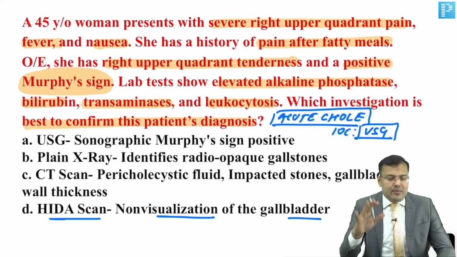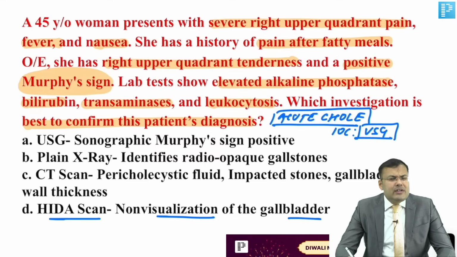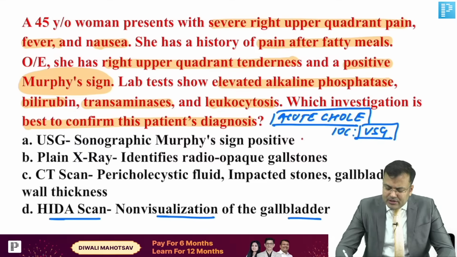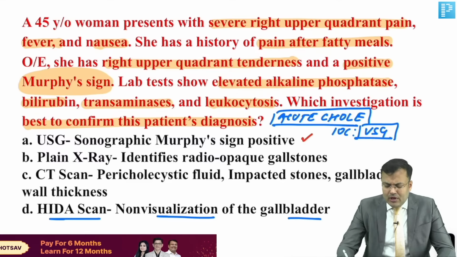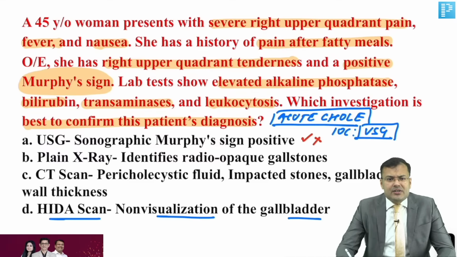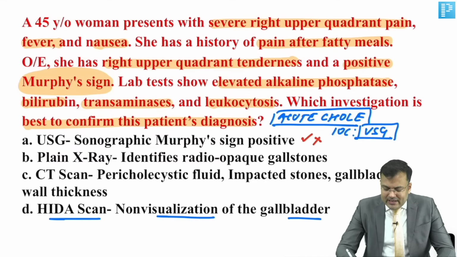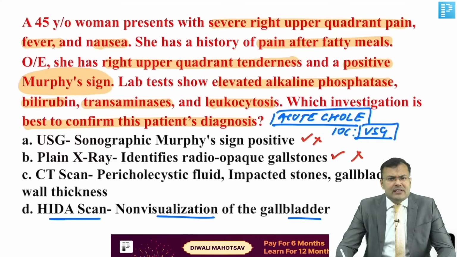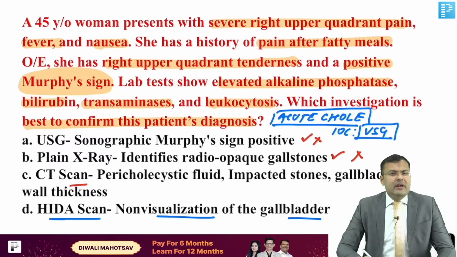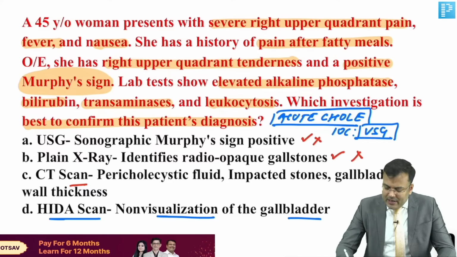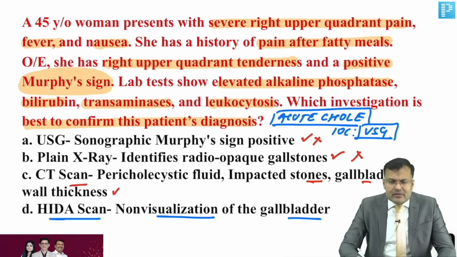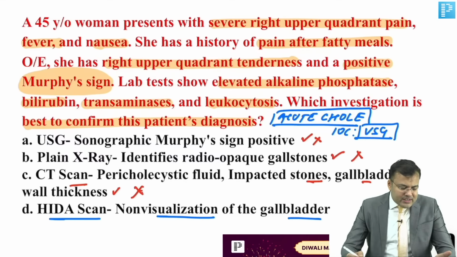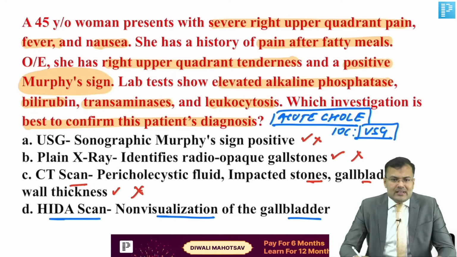Let us discuss the other options first. Option A, ultrasonography, Murphy's sign is positive. True, it is positive, but it is not the best investigation. Option B, plain X-ray identifies radio-opaque gallstones. It can identify them, but this is not the best. CT scan shows pericholecystic fluid, impacted stone, and gallbladder wall thickening. This is also correct, but this is not the best. What is best? All of you know what is best? HIDA. So the HIDA scan is the best.